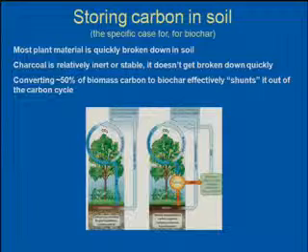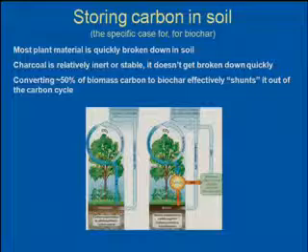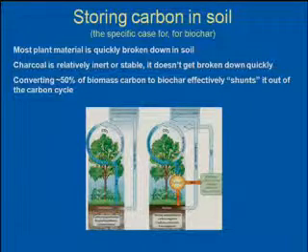What happens to most plant material after it dies is it's broken down relatively quickly, and John has talked quite a bit about this in his talk. He also mentioned that charcoal, by contrast, is relatively inert or stable. It doesn't get broken down quickly by bacteria and fungi. And the idea of biochar, which if you do a Google image search for biochar on the web, you always come up with this particular diagram.